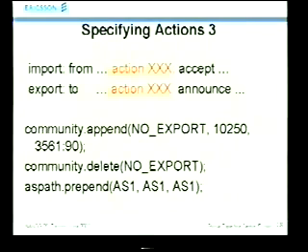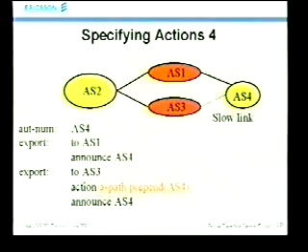Here are examples of actions: community.append, no export, 102503561:90. Here's another example: community.delete, no export, and aspath.prepend. So these are BGP actions. Specifying actions, for example, autonomous system object AS4, export to AS1, announce AS4, export to AS3, action aspath.prepend AS4, announce AS4. So this is an action specifying.